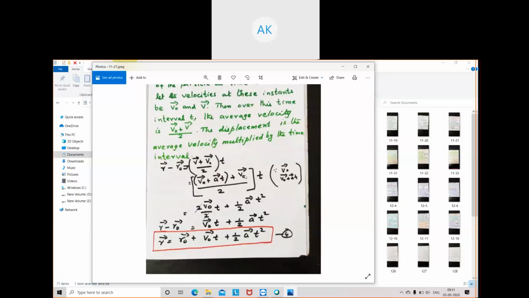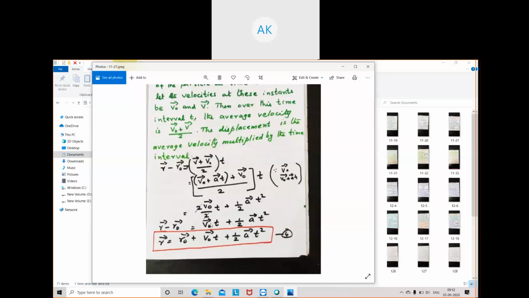So 2v0 by 2 and into t is there. So 2 and 2 get cancelled. We get v0 into t plus, then what remains? at by 2 into t. Upstairs what we get? Half at square. So v0 t plus half at square. That is the displacement. v0 t plus half at square. So this is the displacement.